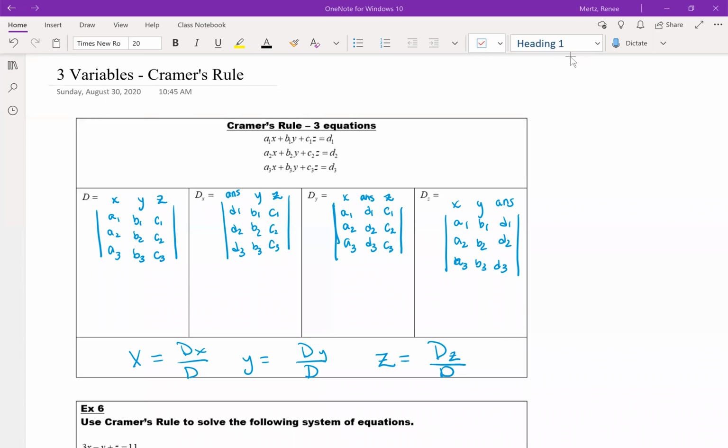Hey guys, today we're going to work on solving systems of equations with three variables using Cramer's rule. So if you did not like the addition method or substitution, here's your option to do with Cramer's rule. Usually if people struggle with math, this is the method they choose because it's a set formula and you don't really have to think about what you're doing so much.